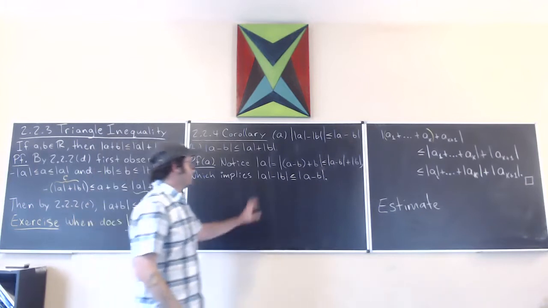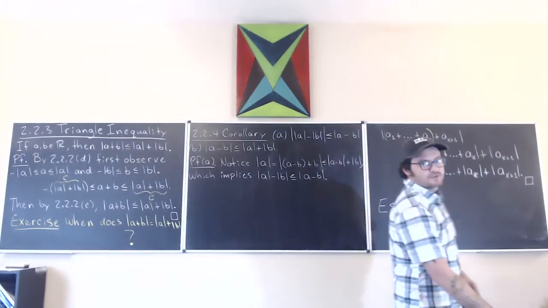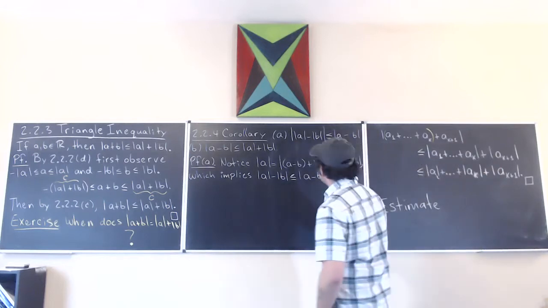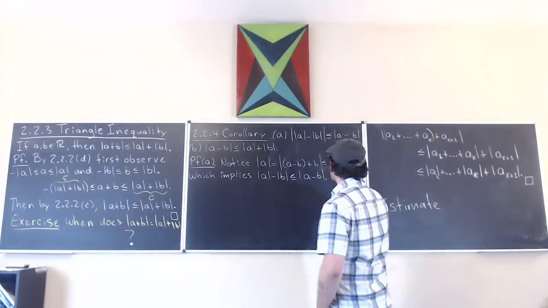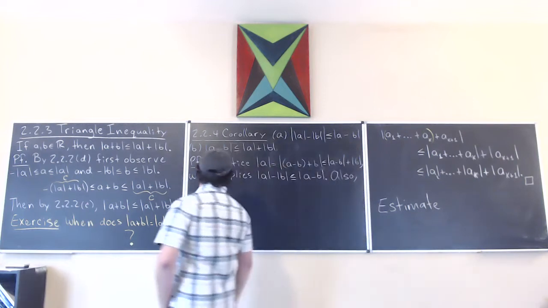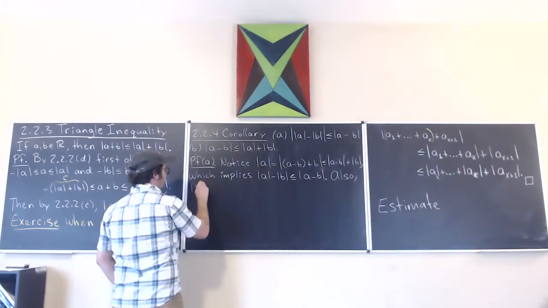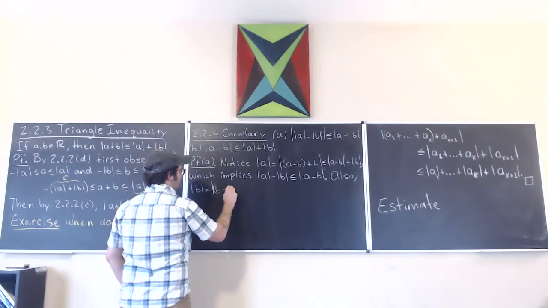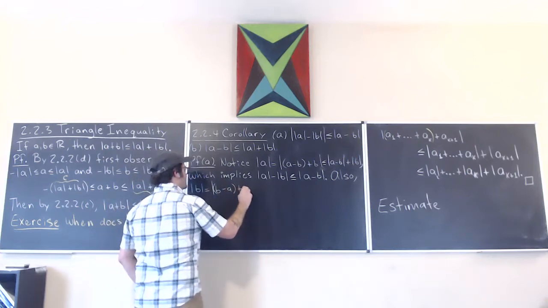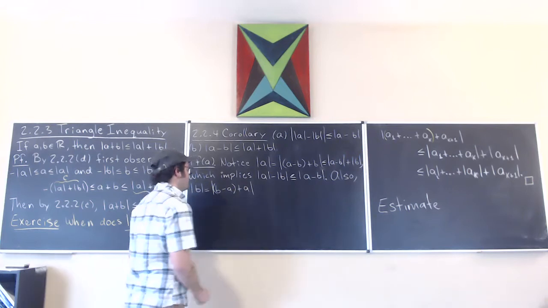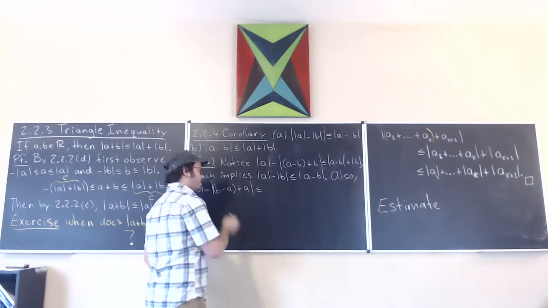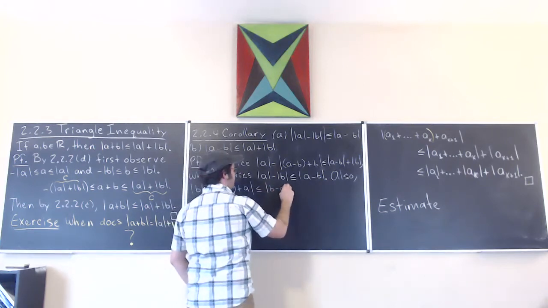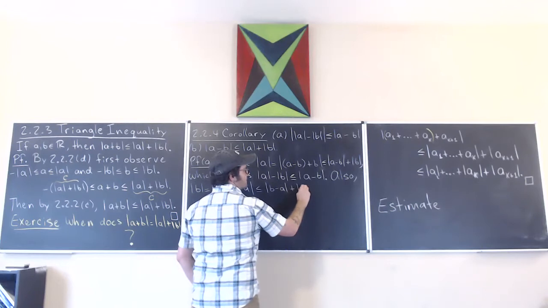Right? So that wasn't too hard to discover. So in a similar fashion, we have the absolute value of B, which is equal to the absolute value of B minus A plus A, which is at most, by the triangle inequality, the absolute value of B minus A plus the absolute value of A.